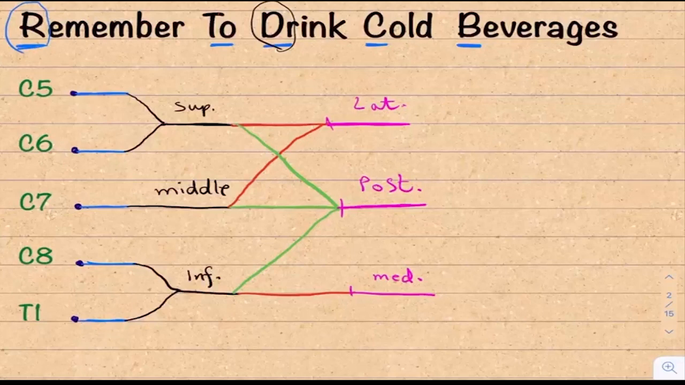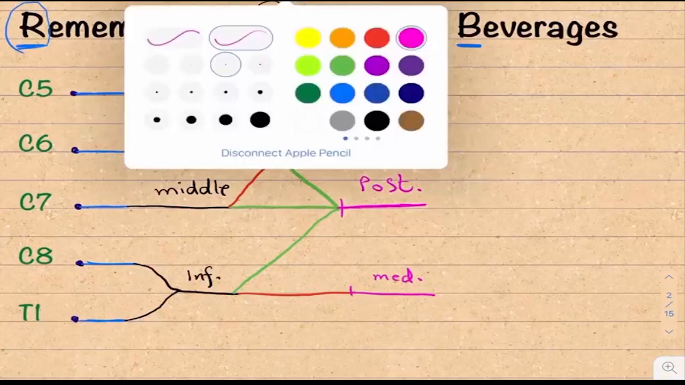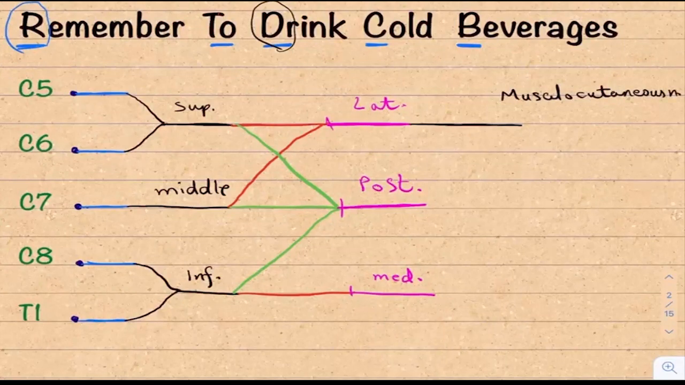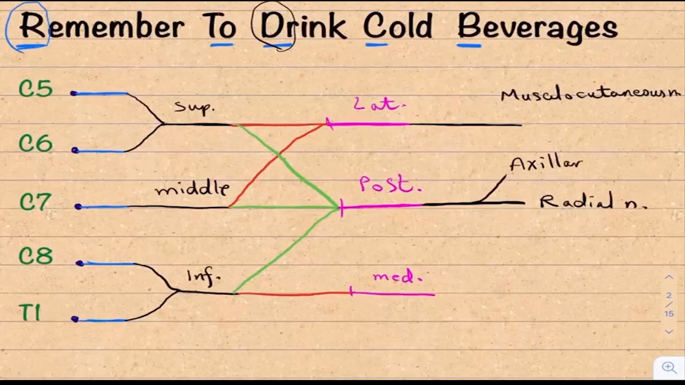And finally, we have the branches. Let me just draw the branches here. So the lateral cord will continue and give rise to this branch or nerve, which is called musculocutaneous nerve. And then the posterior cord will continue and give off two nerves or two branches. One is big and thick. It's actually the biggest on the brachial plexus, which is the radial nerve, and another smaller branch called the axillary nerve.